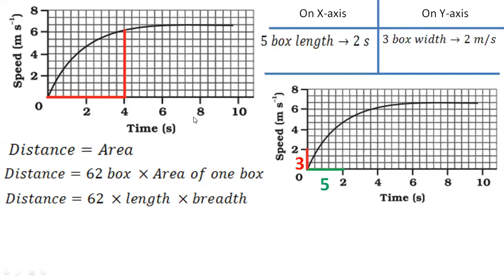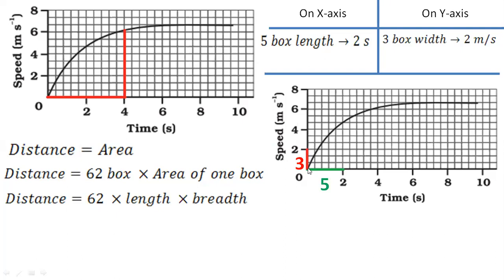So what are we interested in? We are interested in finding out the length of each box, right? So length also and breadth also. For finding out length, we need to look at the x-axis, and from the y-axis we will get the breadth. Or you can call it width. So what about the x-axis? You can see how many boxes give you the value for 2 seconds. How many boxes are available? 1, 2, 3, 4, 5. So 5 boxes are available, right?